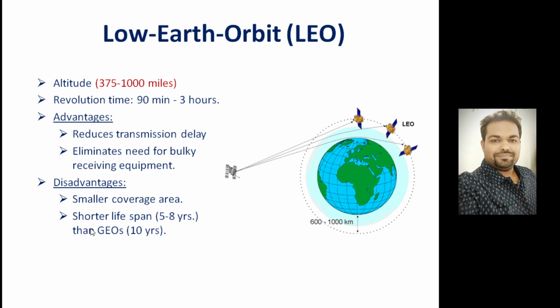The second disadvantage is a shorter lifespan. It is just 5 to 8 years, compared to GEO. GEO has a more stable atmosphere, so your satellites may last 10 years there, but here in low Earth orbit it will be just 5 to 8 years. Low Earth orbit is further subdivided into three categories: little, big, and mega super low Earth orbit.